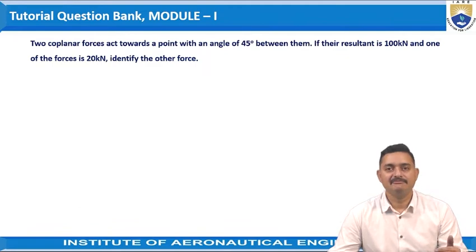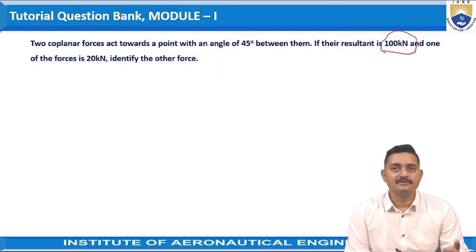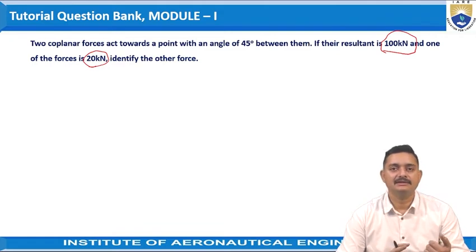So here the value of the resultant of the two forces in the system is already given as 100 kilonewtons, and one of the forces is given as 20 kilonewtons. So the information given in the problem is the magnitude of the resultant, the magnitude of one of the forces, and the inclination between the two forces acting in the system.